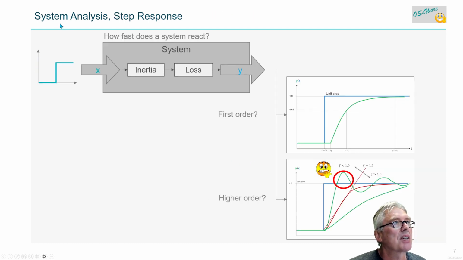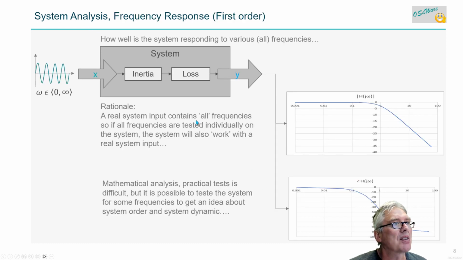System analysis. So this is the step response. Let's say, do I get something like this? And then we have the frequency response. This is for first order. We put all frequencies in here and see how my system reacts to all of them.